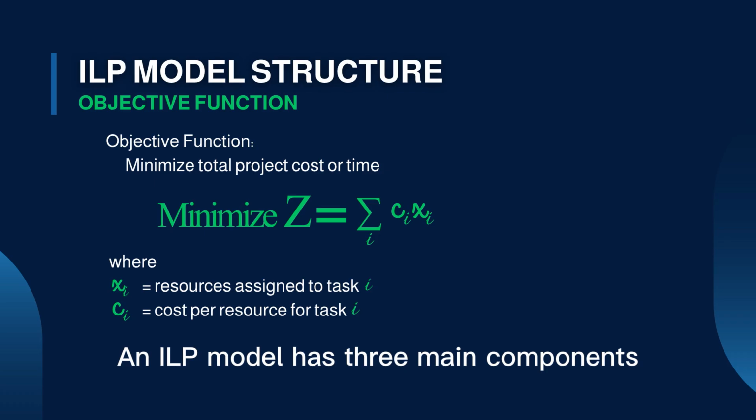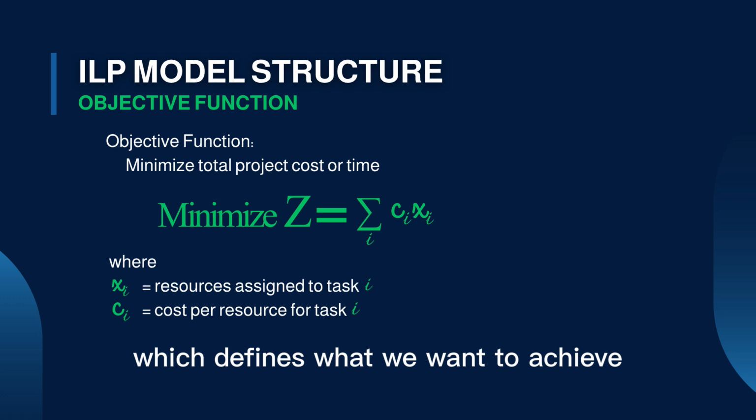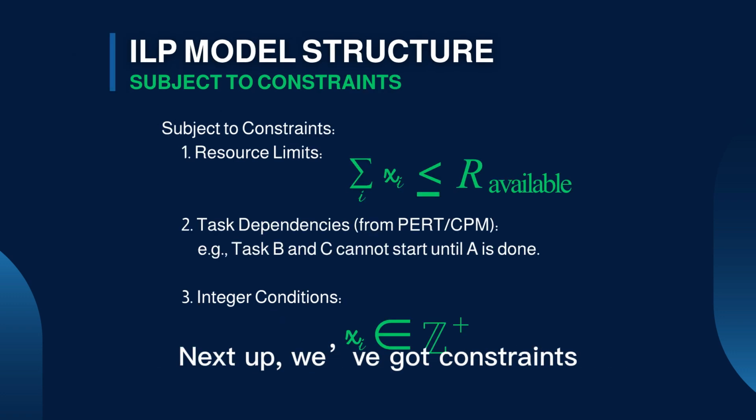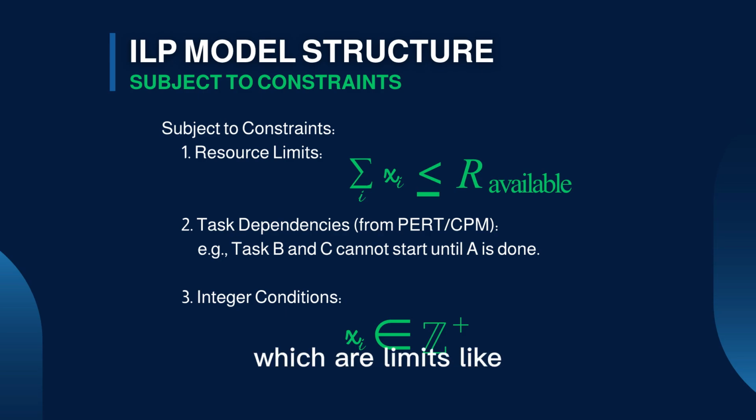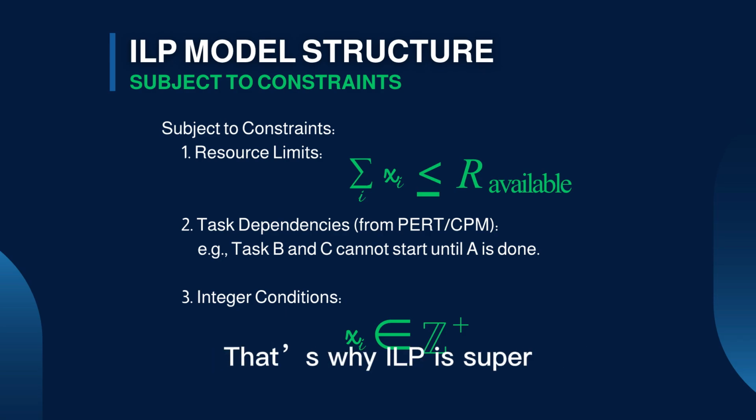An ILP model has 3 main components. First, the objective function, which defines what we want to achieve, for example, minimizing project cost or total duration. Next up, we've got constraints, which are limits like resources or task dependencies. Plus, remember, assignments need to be whole numbers. You can't have half an engineer. That's why ILP is super handy for real-world scheduling.